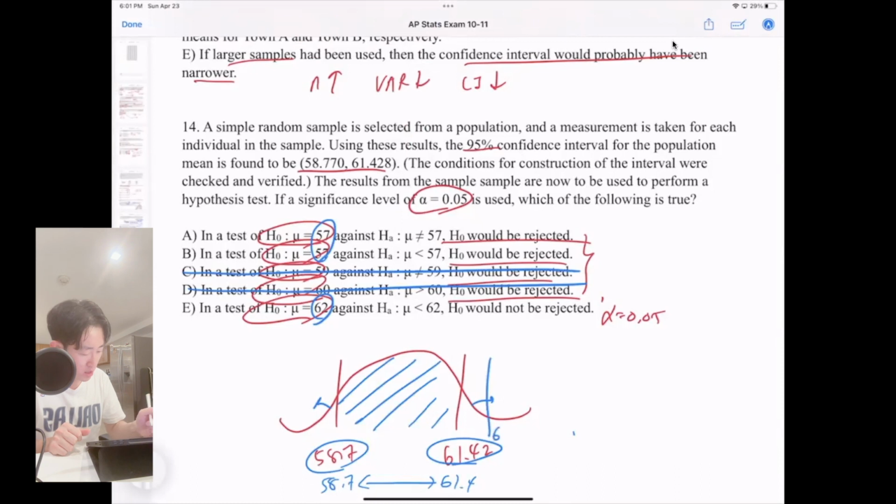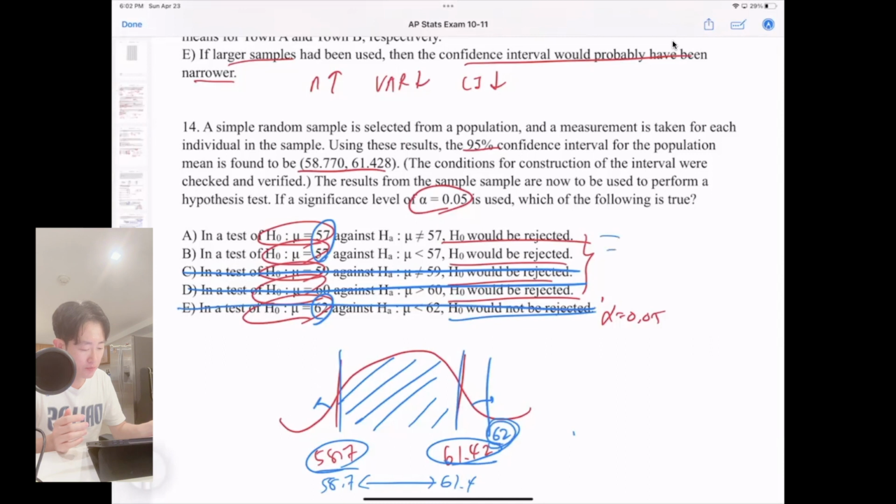62, which is right here, is outside the confidence interval, but it says the null would not be rejected. Well, if you find this claim, then the null would be rejected, because we have a confidence interval that captures the true value somewhere between 58 and 61, but you got a 62, so that doesn't match with your confidence interval. Therefore E cannot be the right answer.